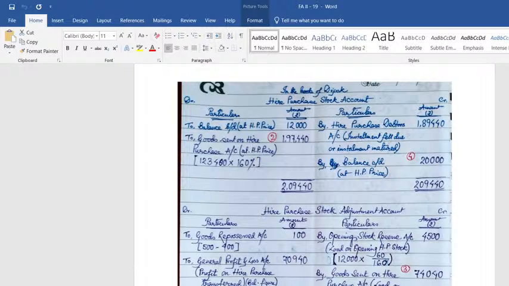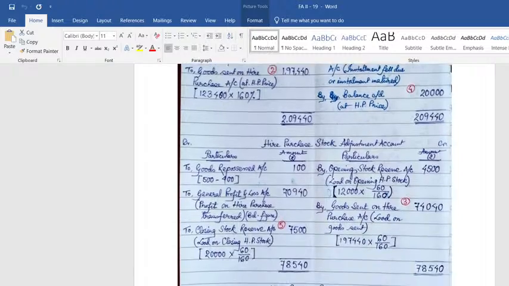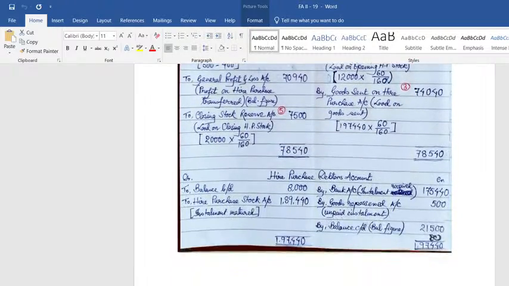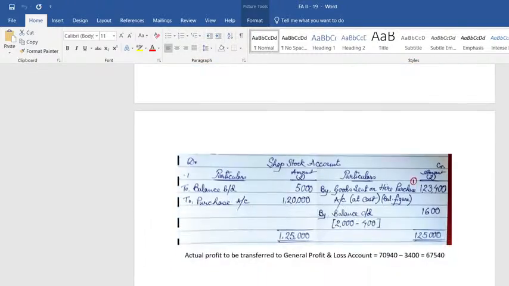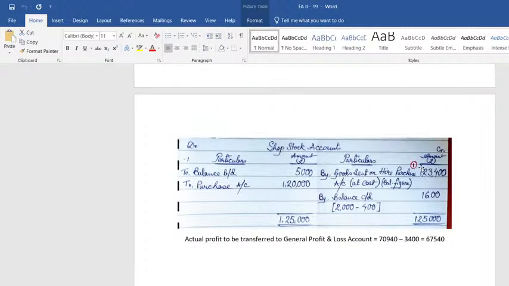So from that particular shop stock account, we will find the goods sent on hire purchase at cost price. Just look at that. Goods sent on hire purchase, in bracket I have mentioned at cost. This will be your balancing figure. This is your point number 1, from where you are closing down all the accounts. This is point number 1, where it starts. So the total is 1,25,000.